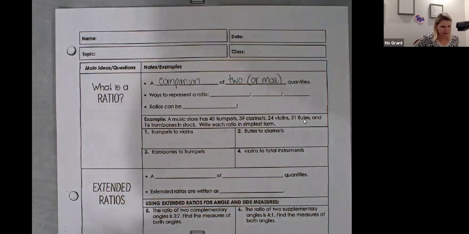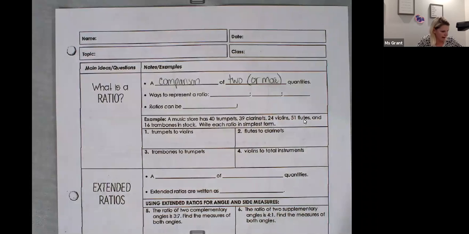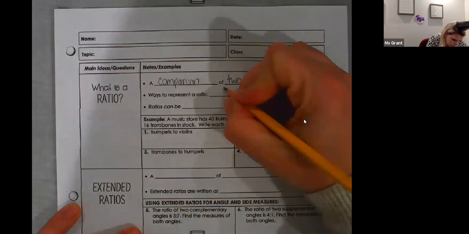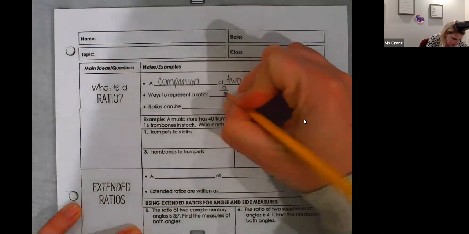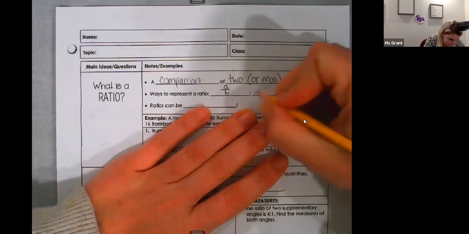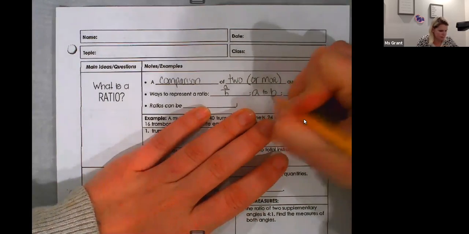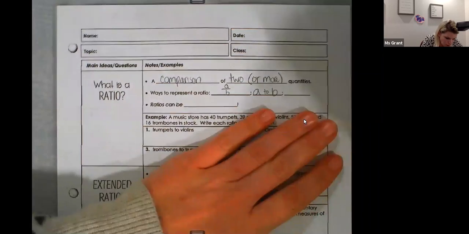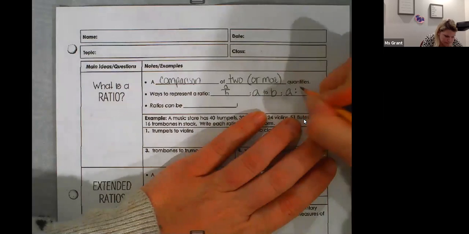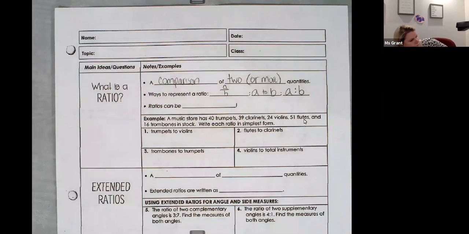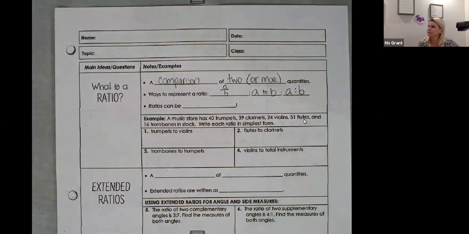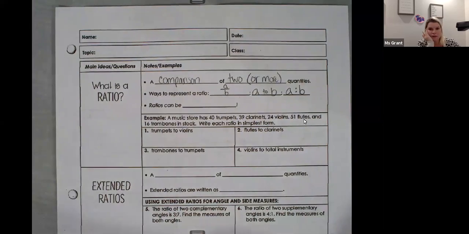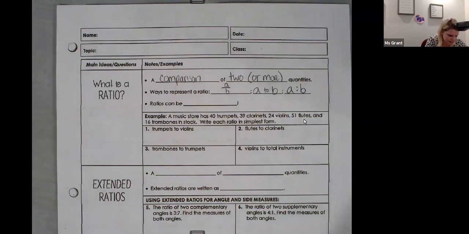So the ways to represent a ratio, there's three ways. I've got A over B, so these are just numbers, A to B, with the word TO, literally in the middle, or colon, A colon B. Also, because ratios can be written in fraction form, they can be simplified.